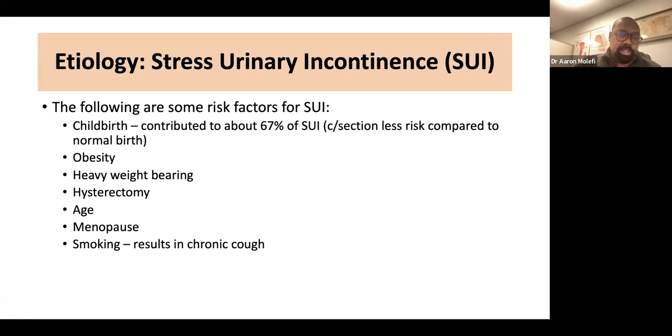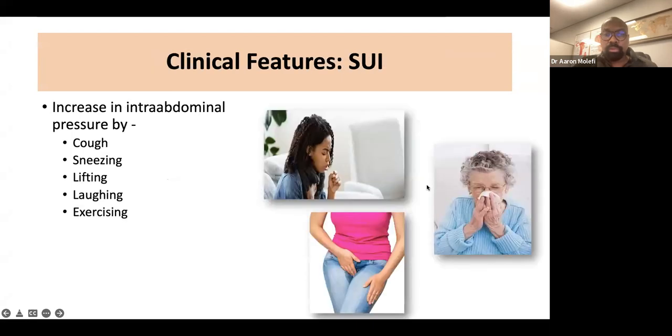Age is a factor, I think I've mentioned the age earlier on. Menopause, smoking. The reason why smoking is a risk factor is that people who smoke usually have a chronic cough, which increases your intra-abdominal pressure, and then you end up having urinary incontinence. So basically that's what will happen. You've got this increased intra-abdominal pressure from different factors, being cough, sneezing, lifting heavy objects, laughing or exercising, which can lead to urinary incontinence, right? Mainly the stress type.